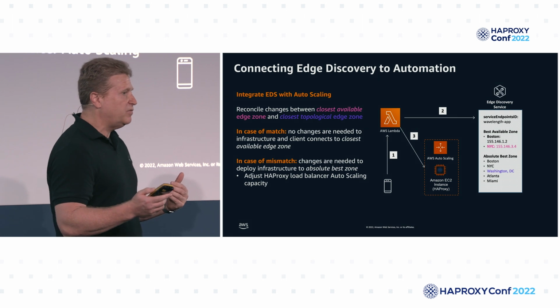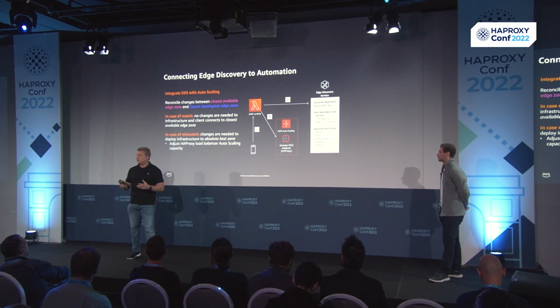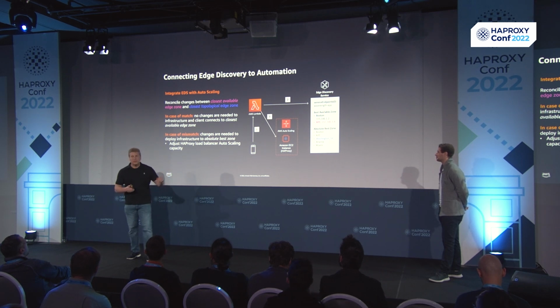Behind that, we've got Lambda functions and business logic that actually do a few things. The first thing is it's going to go out and call the edge discovery service that Robbie just talked about and ask two questions. The first question is, what's my closest absolute endpoint? Right? And that's my closest edge. It doesn't matter if my application is there or not. I just need to know what that is. And Edge Discovery Service will tell you.